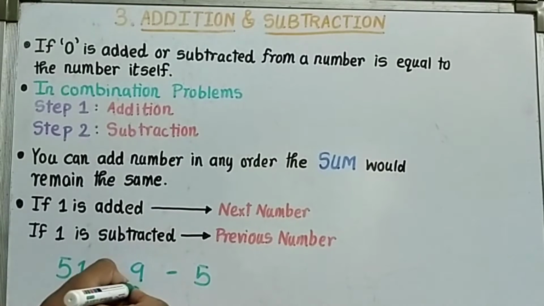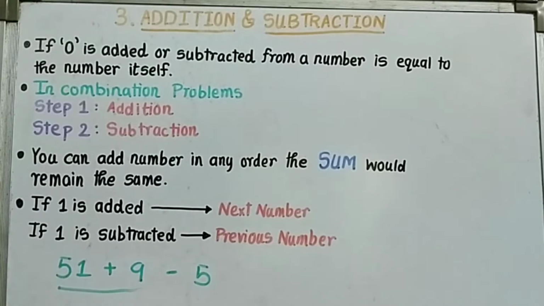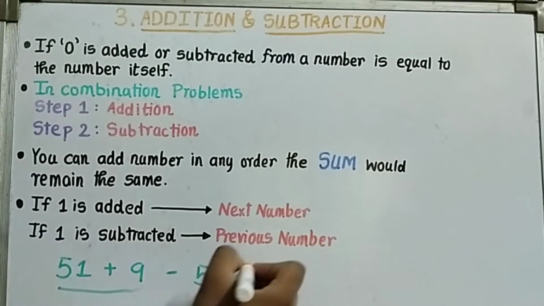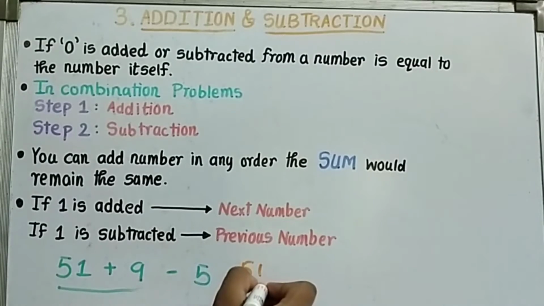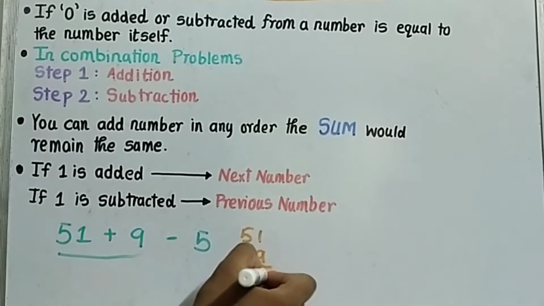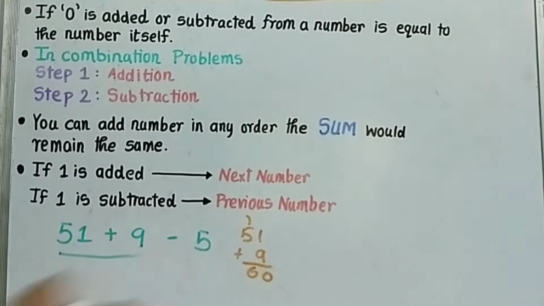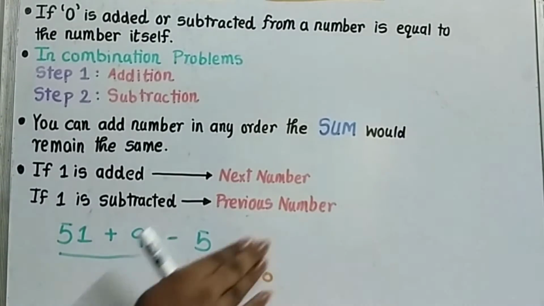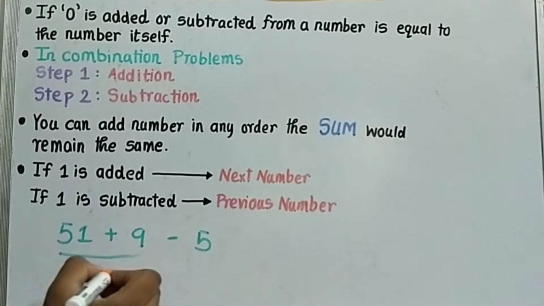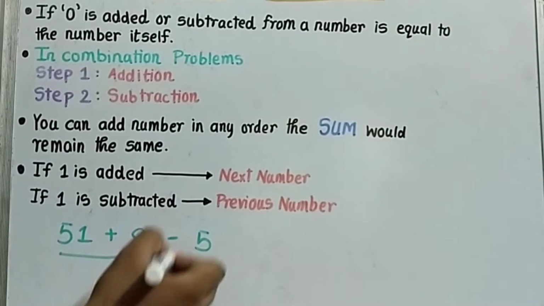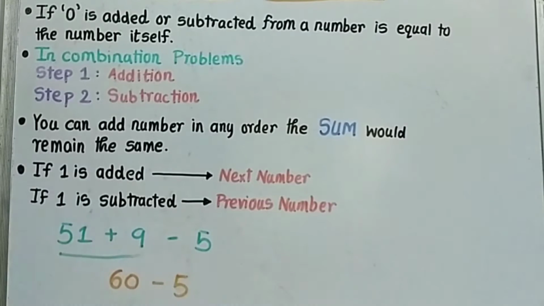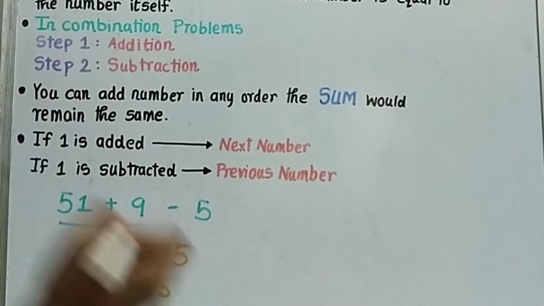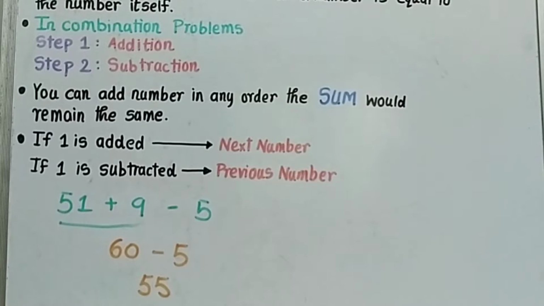So first let us add these both. 51 plus 9: 1 plus 9 is 10, 1 gets carried over, 60. So we have our answer as 60. The remaining part is 60 minus 5. Now what remains is this subtraction. So 60 minus 5, we can clearly see the answer is 55. So this was our example of combination problems.